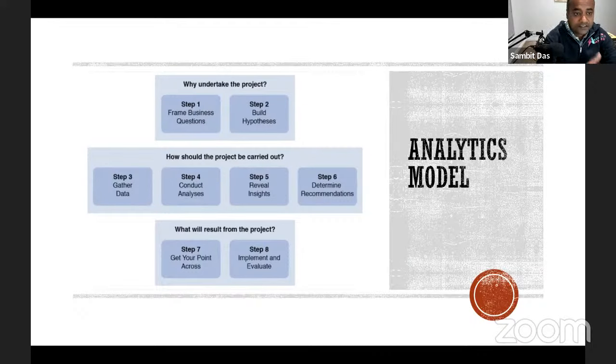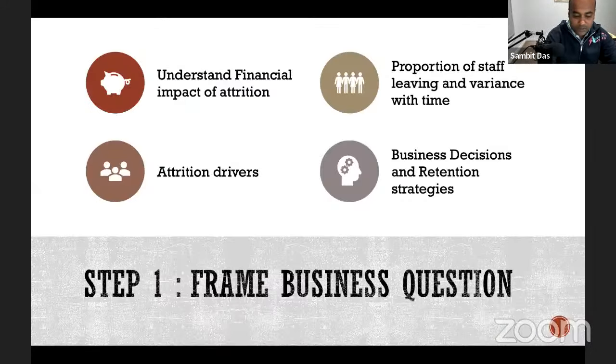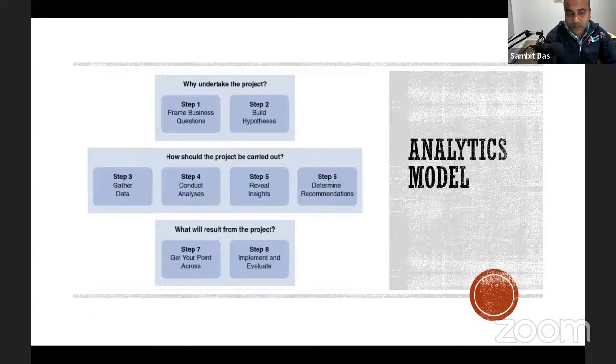The next stage is how should the project be carried out? In this case, we want to identify the data sources. We also want to identify the data fields and develop a data dictionary if it is not available, so that you understand these are the variables and what these fields are meant for. So you understand the data. And then you start doing the exploratory data analysis, which is step 4.